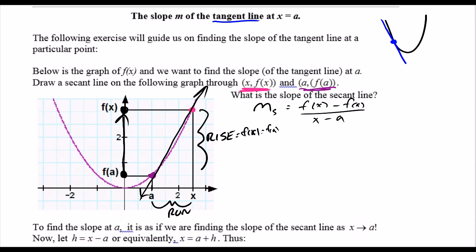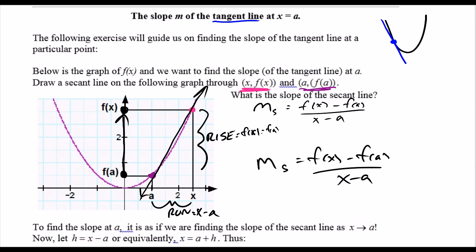And how did we find our run? Well, it's the same way. It's going to be x minus a. The distance between these two is going to be x minus a. So the slope of our secant line is going to be f of x minus f of a, all over x minus a. We found the slope of our secant line.